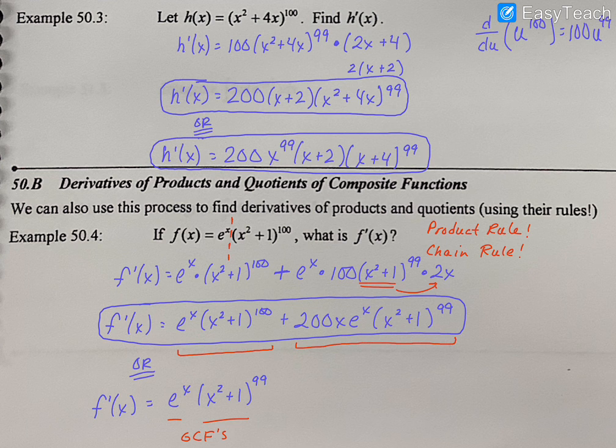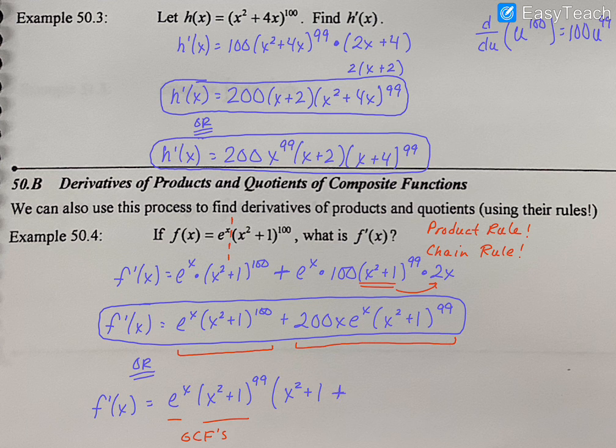Now, what I have to do to finish off the problem is, okay, what remains after I factor out those GCFs? So in the first term, we would divide out the e to the x, and we would divide out 99 of the 100 x squared plus 1s, which means how many x squared plus 1s are left? And there would be 1 left. So I'm going to have an x squared plus 1.